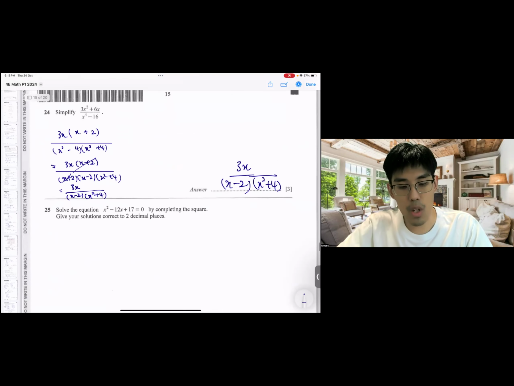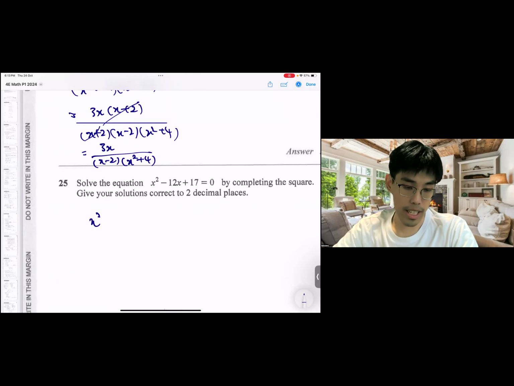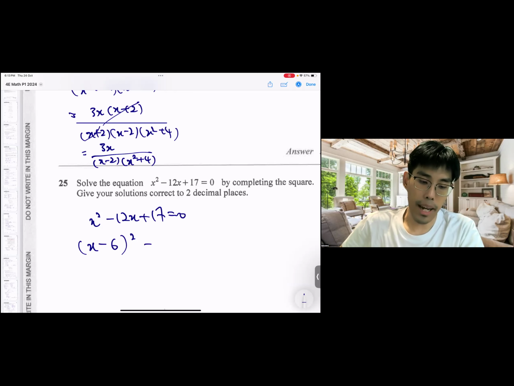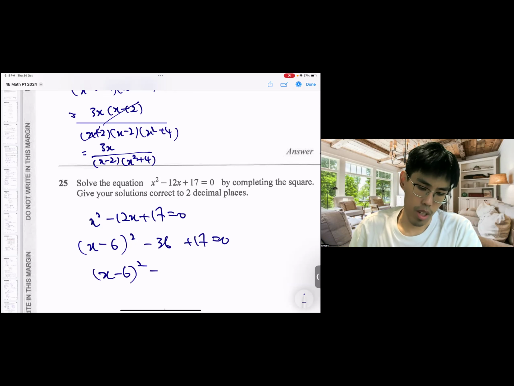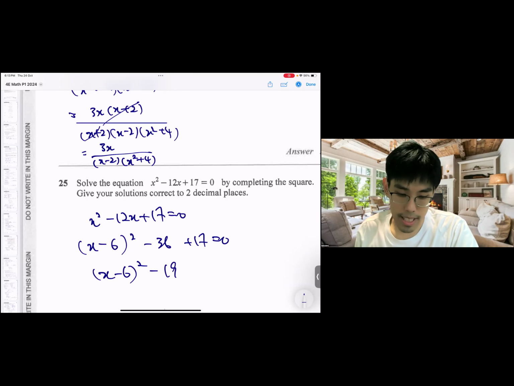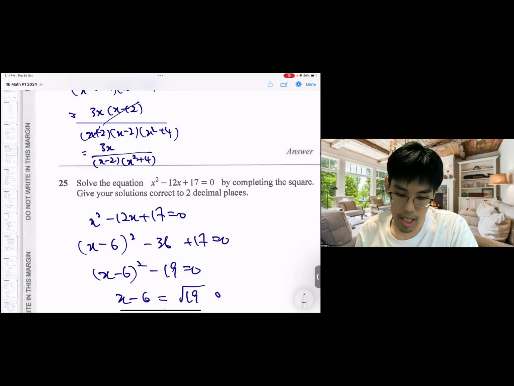Okay. Solve the equation by completing the square. Give your solutions to 2 decimal places. Okay. This one quite easy. Just take out this one. That will be 6 squared. And then this one will be minus 36 plus 17 equals 0. This one will be minus 19 equals 0. So x minus 6 is equal to square root 19 or negative square root 19.